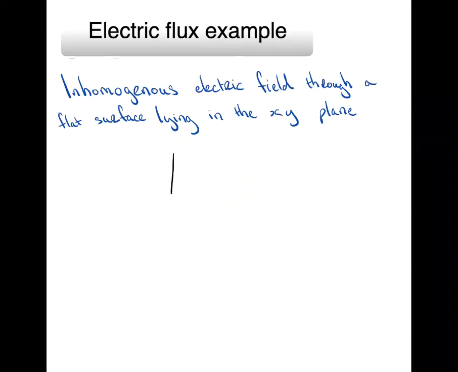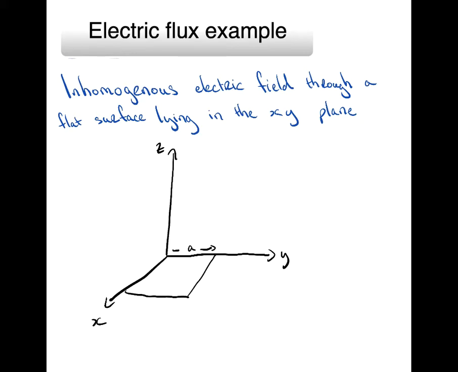In this video, we're going to do an example using Gauss's law. And we're going to consider an inhomogeneous electric field through a flat surface. So we draw out our three axes, our x, our y, and our z, and we're going to consider that a flat surface lies in the xy plane and has dimensions given by a along the y-axis and b along the x-axis. So what is your unit normal vector of this surface?